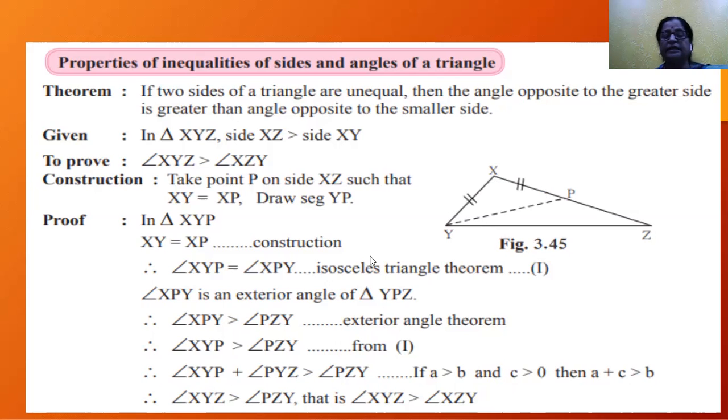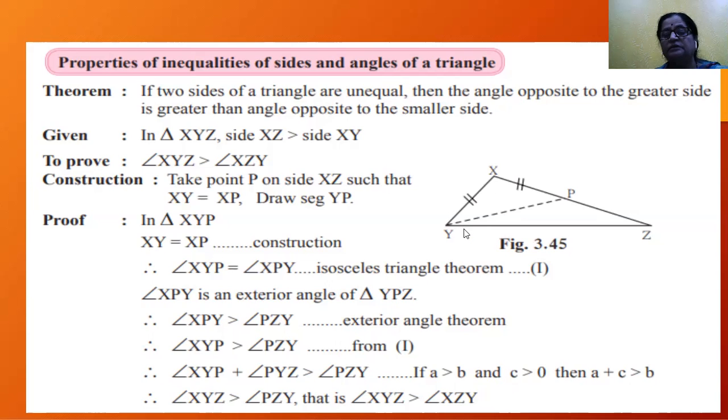With this consideration, in triangle XYP, the side XY is equal to side XP. It is according to construction. So angle XYP is equal to angle XPY. Isosceles triangle theorem: if sides are equal, then the opposite angles of those sides are equal. So here we are taking angle XPY as an exterior angle of triangle XPZ.